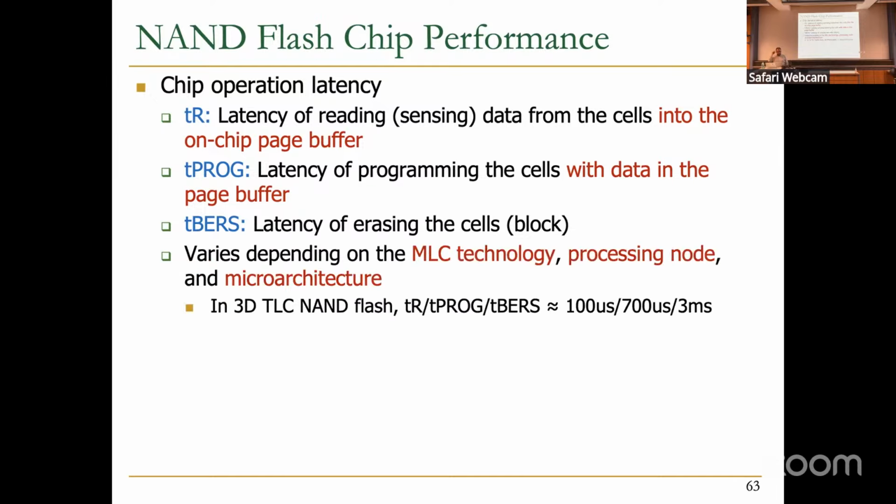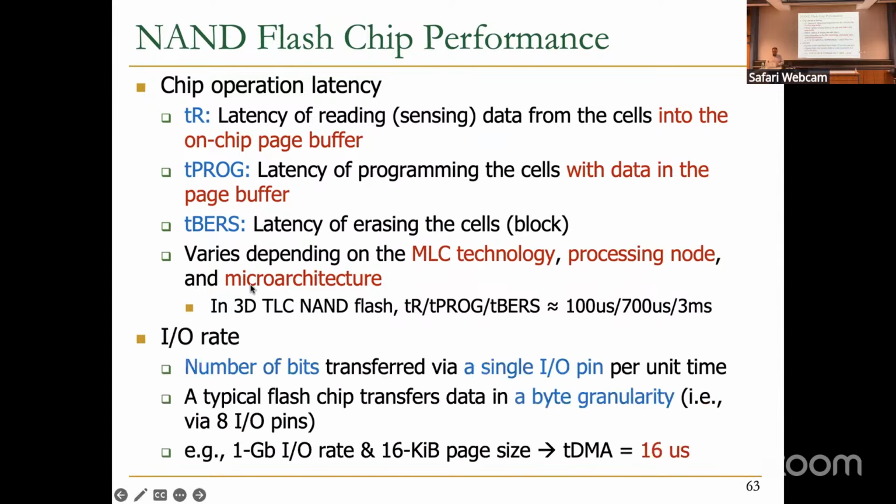These numbers vary depending on the MLC technology, like how many levels you are storing in each cell, the processing node, and the microarchitecture, how they design that NAND flash circuitry. In 3D TLC NAND flash, for that Samsung SSD that I discussed, we have roughly these numbers: tR is around 100 microseconds, programming latency is 700 microseconds, and erasing latency is 3 milliseconds, just to give you some idea.